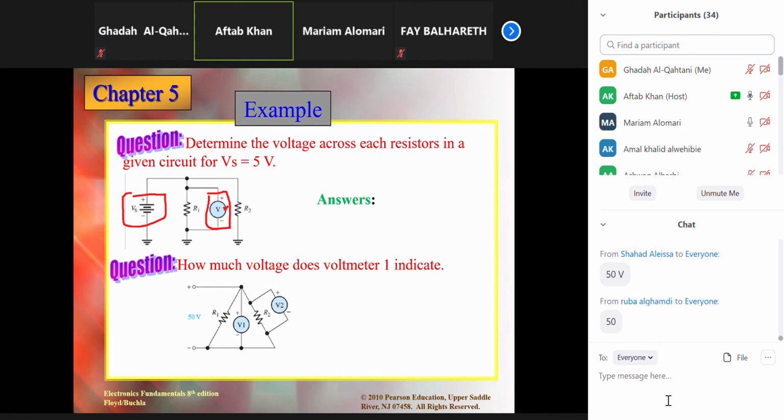50 volts. Yes, absolutely right, Shahad. It is going to be 50 volts everywhere because they are saying the voltage difference between these points is given as 50. So this is in parallel. This voltmeter V1 will read 50. This voltmeter will also read 50 because they are in parallel. Correct, but this is the logic here, nothing more. All right, good. So it's just understanding of parallel circuits.